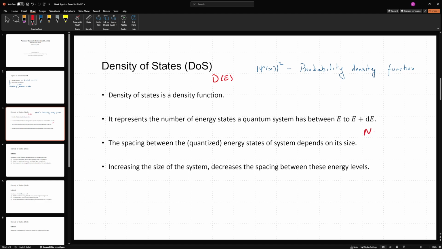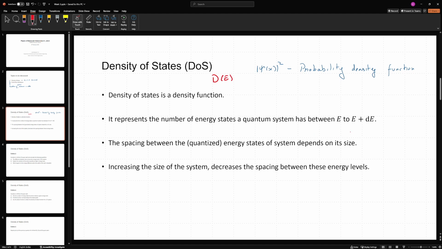So N of E, this is the number of energy states. I mean, N may not be the right symbol to use. What shall I call it? You know what? I used N last time, so I will use N this time also.